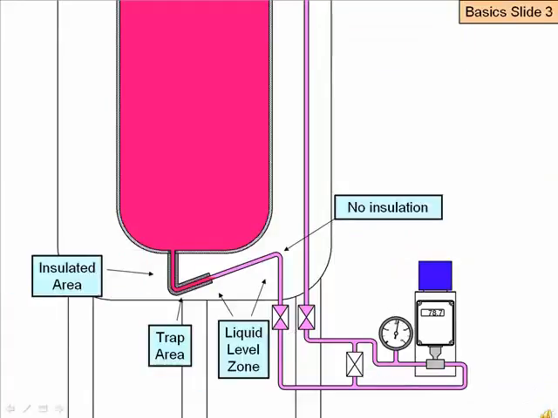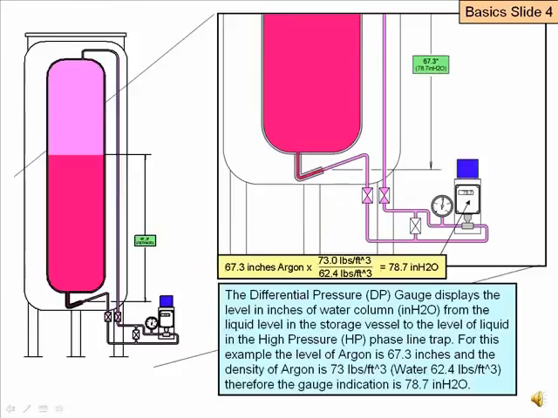The HP line design is key in making the differential pressure gauge read accurately. Over the years, the design of this line has changed due to insulation systems and the need for more accurate measurement. The graphic shows an HP line that has a 10-inch trap section with the bottom of the trap insulated and the majority of the trap section exposed. This bare pipe section helps maintain the liquid height within this zone.